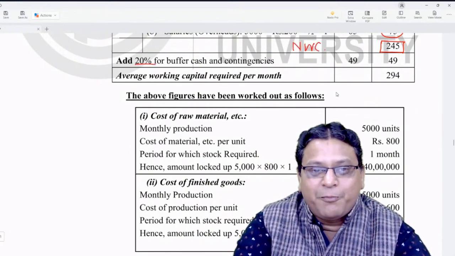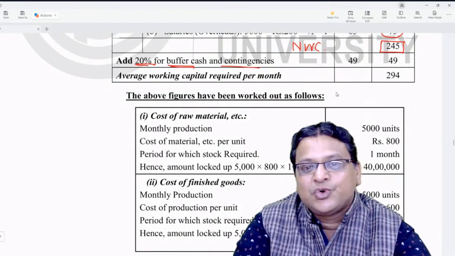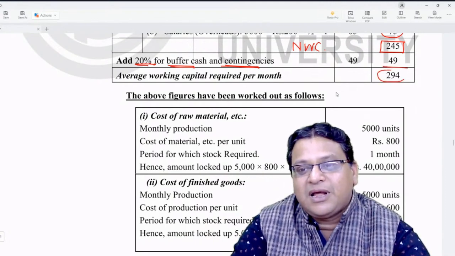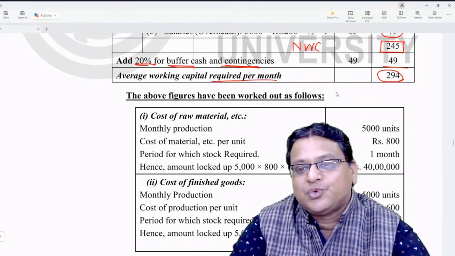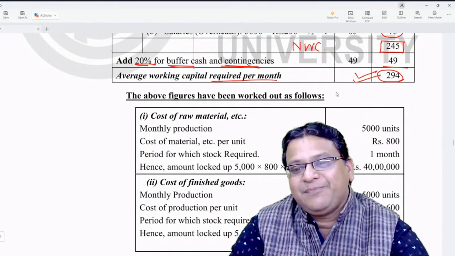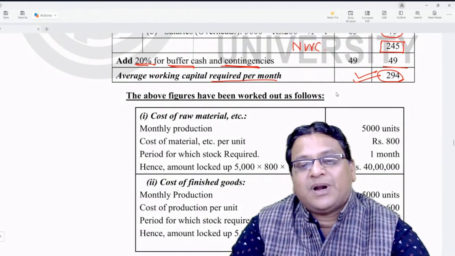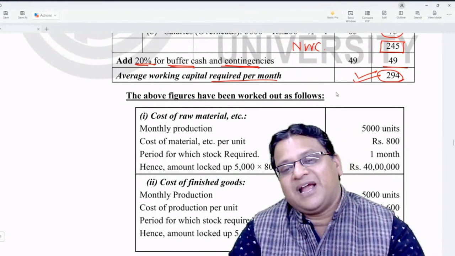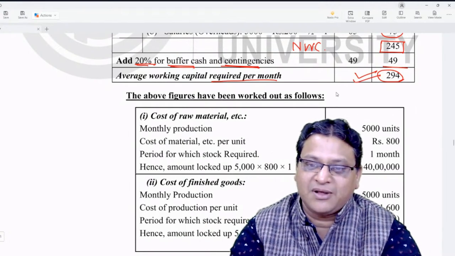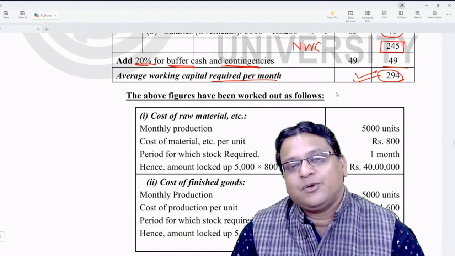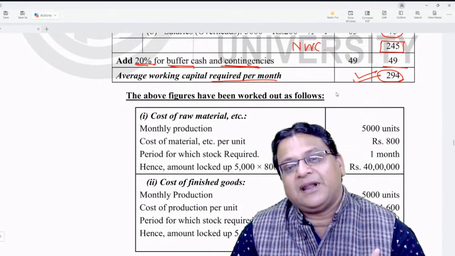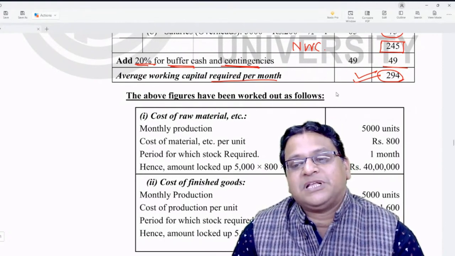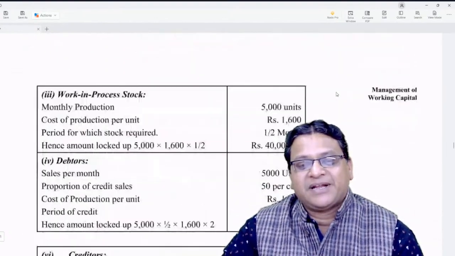But we add some buffer or contingency to it. Suppose the contingency is 20%; we add 49 as contingency, and the total working capital requirement of the business is 294. This is the way we estimate the working capital requirement of the business. We estimate each and every item of current assets and current liabilities. From total current assets, we deduct total current liabilities and get net working capital. With net working capital, we add some buffer for contingencies and we get the working capital requirement for the month. This is how we estimate the working capital.